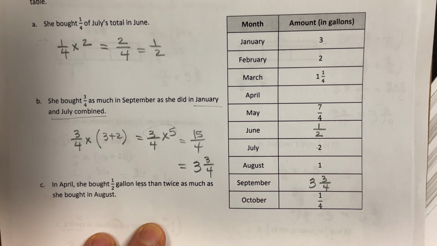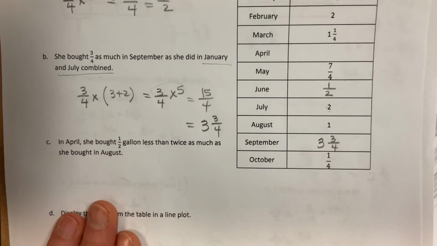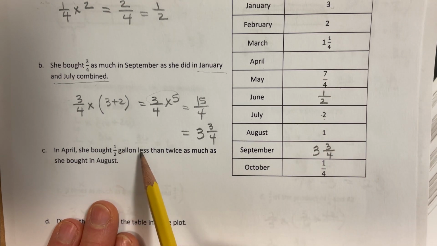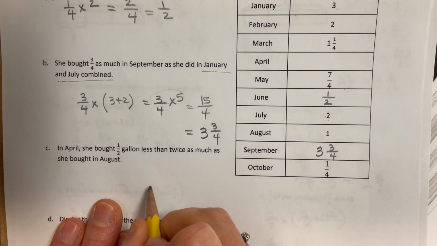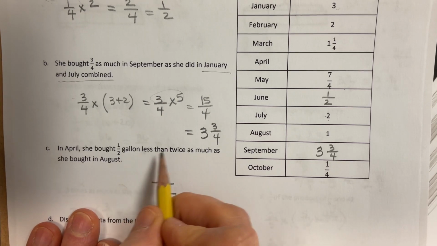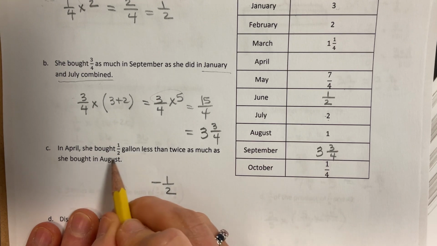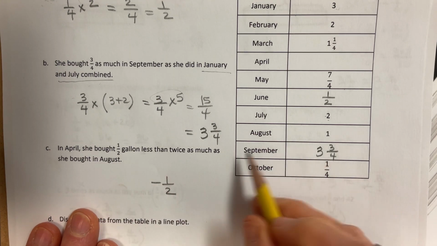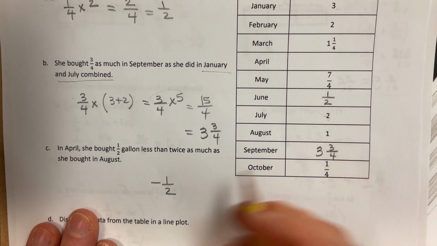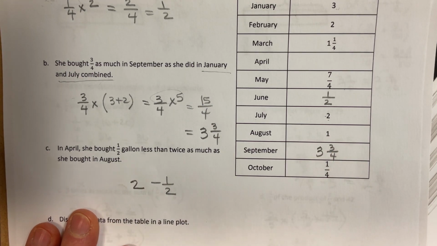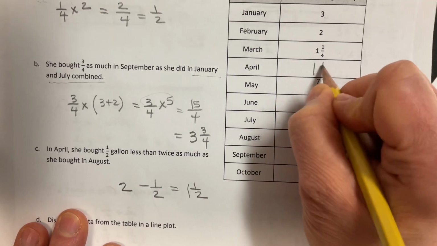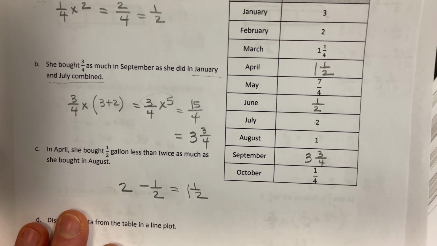Okay. Then in letter C, it says in April, okay, that's our last missing one, she bought 1/2 gallon less than, okay, so I'm taking 1/2 gallon away from something, less than twice as much as she bought in August. Well, twice as much means 2 times. So 2 times August, 2 times 1 is just 2. So 2 minus a half would be 1.5. Okay, now my chart's done.